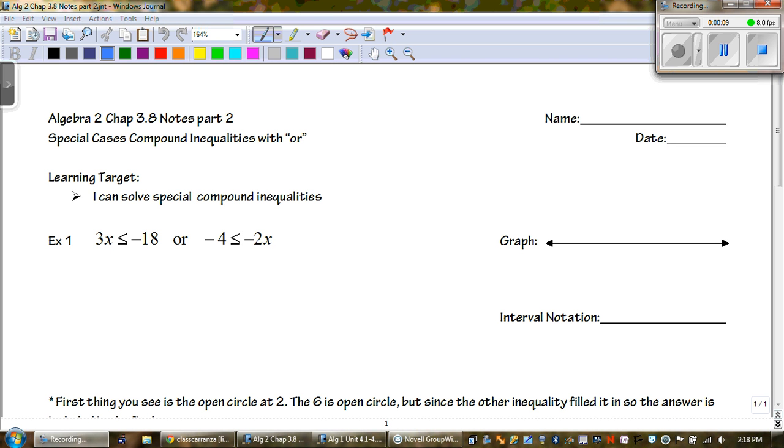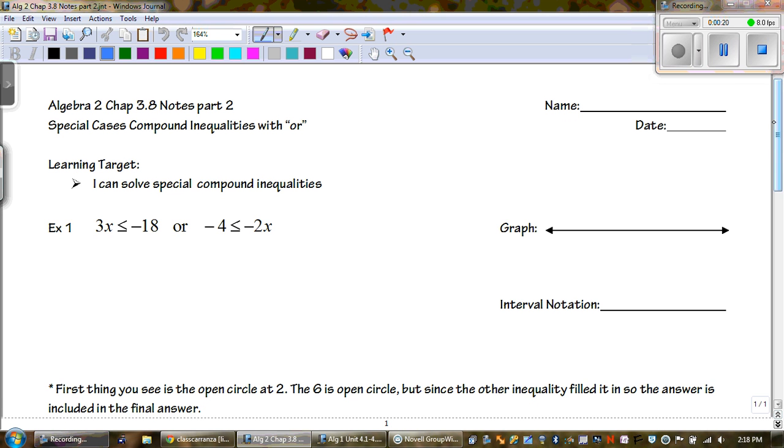Today we're talking about special cases and compound inequalities with OR. Our learning target today is solving special compound inequalities. All right, let's take a look at example number 1.